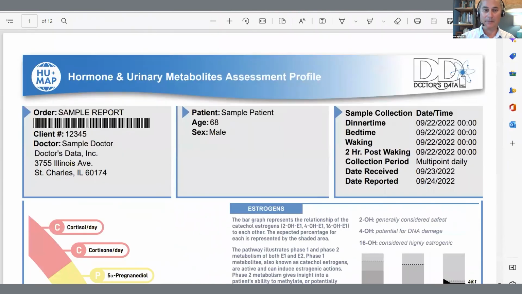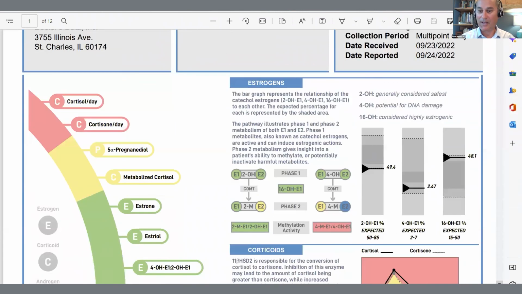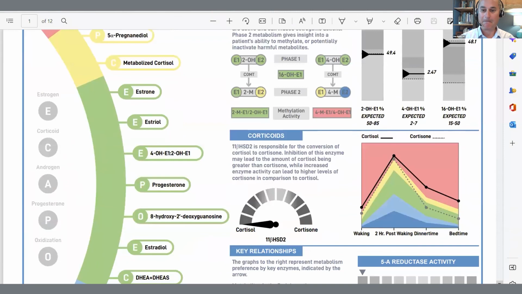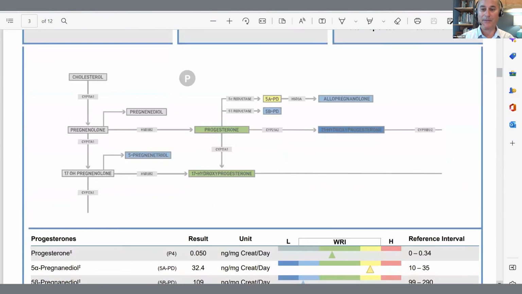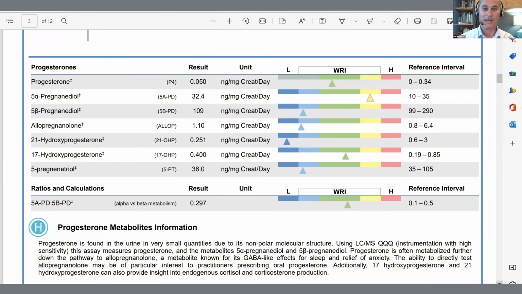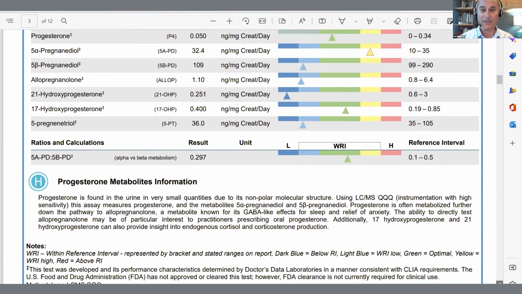All right. And like I said earlier, I do believe in volume of labs, so let's just keep going through. We'll go through one or two more, at least one more, and then we'll have time for questions. All right, so we've got our pretty graphs here. We scoot down, we see progesterone. Actually, the progesterone here is normal. That's good.